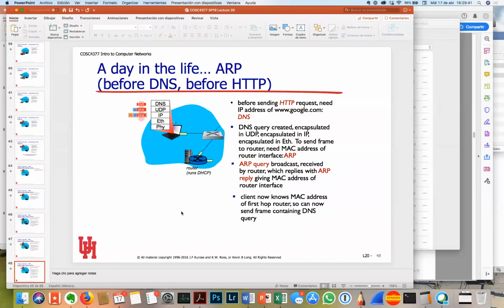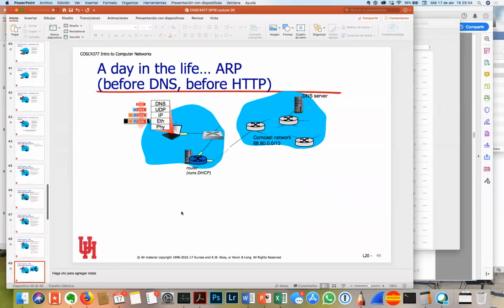All right, so I build my Ethernet frame. Inside it I have a source and destination of my laptop and the router. Inside of that's an IP datagram, and the source and destination of that is my computer and the DNS server. And so I build a DNS query. The IP address of the DNS server is matched up with the hardware address of the router.